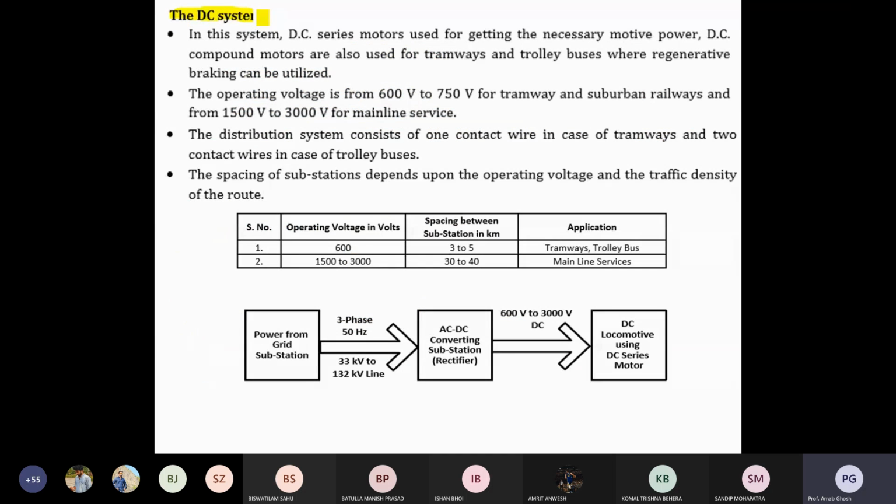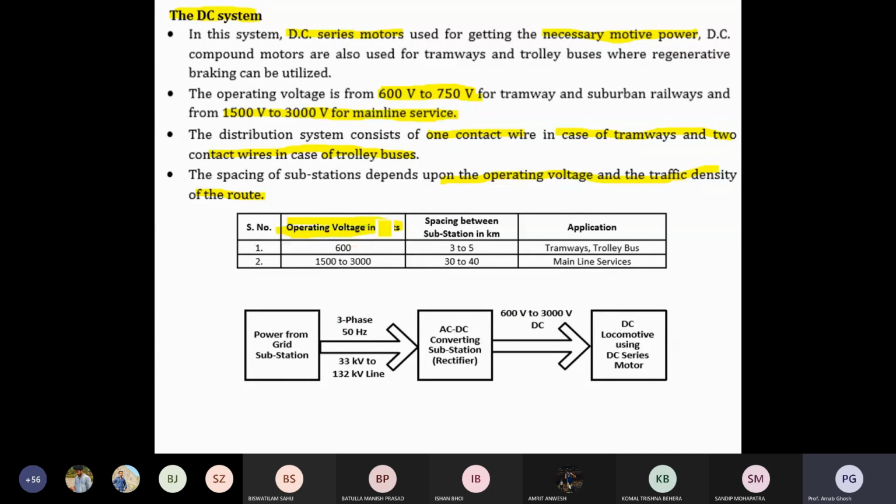Due to the change of voltage, the power rating of the motor will also change. The distribution system consists of one contact wire, and in case of tramway, two contact wires in case of trolley buses. The spacing of the substations depends on the operating voltage and the traffic density of the road. That portion I have already discussed in my last few lectures.